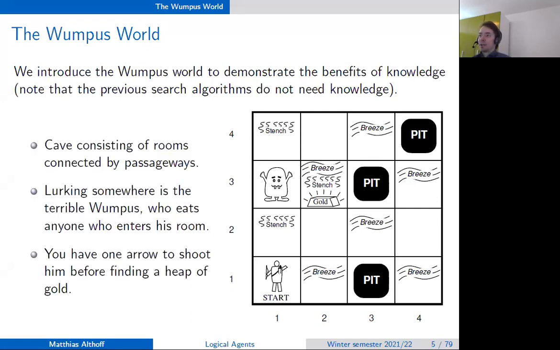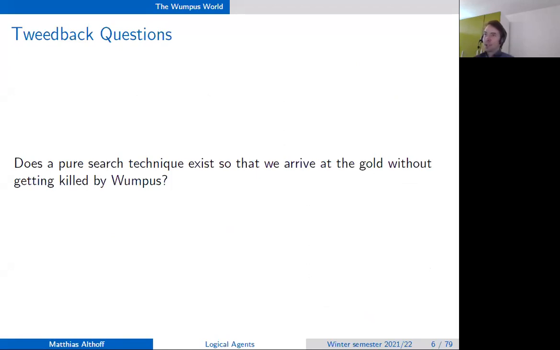So these are just things I've already mentioned. So now we have our first tweetback question. So let's say you want to solve this problem using search. It doesn't matter which search technique you use, depth first search, breadth first, uniform cost search, whatever. The question is, does a pure search technique exist? So that we just want to know whether one exists at all. Does a pure search technique exist so that we arrive at the goal without getting killed by the Wumpus? So this is a tweetback question. Just answer with yes or no, and then we'll see whether you were right or not.